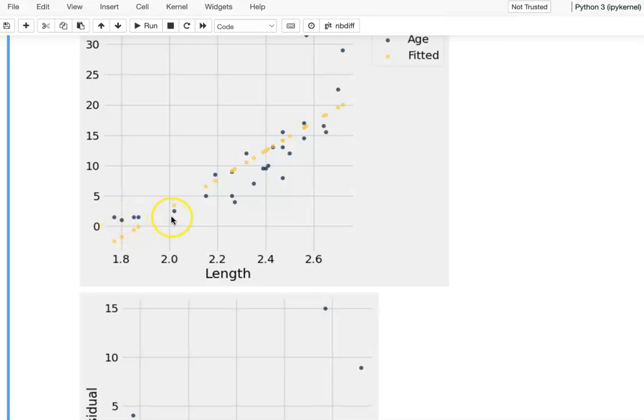So we go back to see our observed data again. You can see maybe they do have some curve, right? So maybe there is a better way to fit it, maybe a quadratic equation or something else.